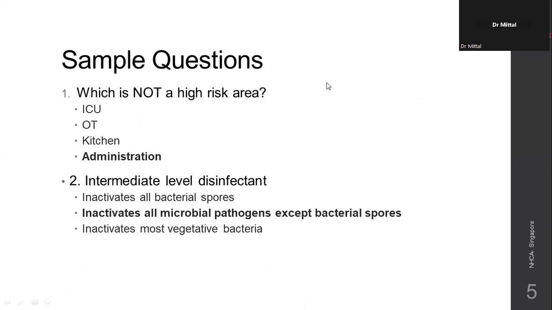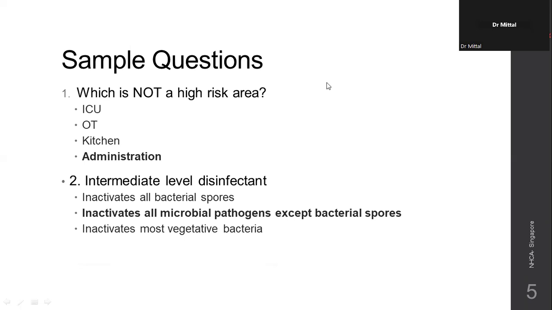So this is just a sample question you can understand here, which is not a high risk area. The options are ICU, OT, kitchen, administration. So administration department, this is where billing, miscellaneous activities, accounting, billing, IT, maintenance are taken care of. These are administrative departments. So this is not a high risk area, but ICU, OT, kitchen, they are high risk areas.